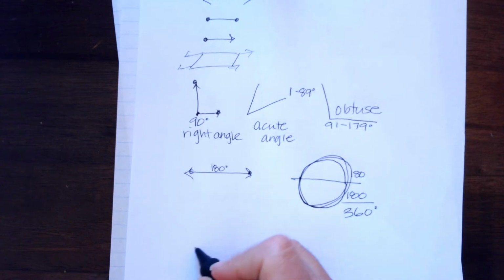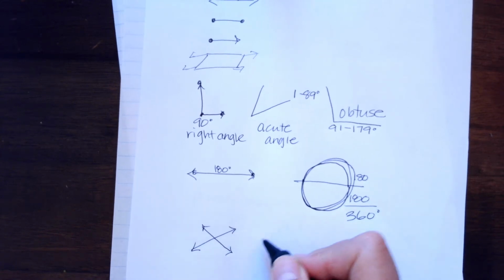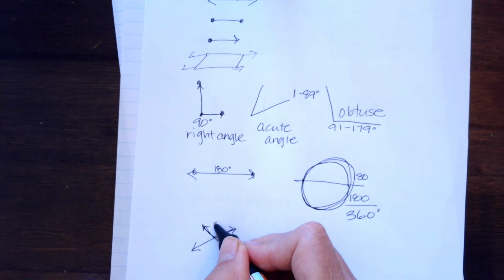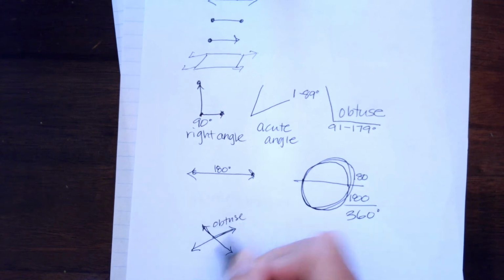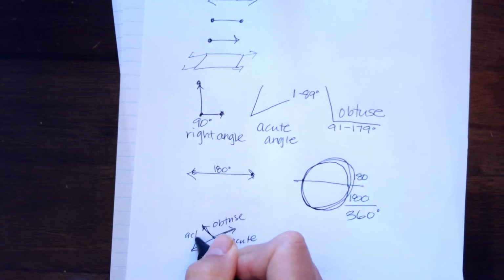Mm-hmm. Awesome. These are called intersecting lines. They cross and they form 4 angles. 2 are obtuse angles and 2 are acute angles. Can you see that? Mm-hmm.